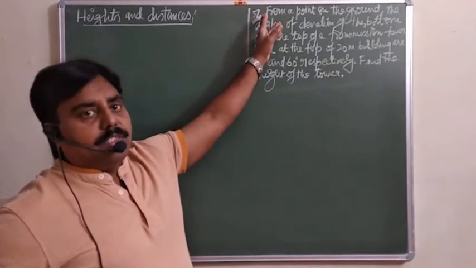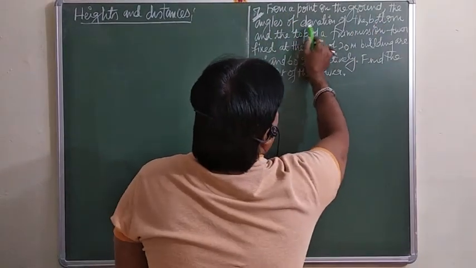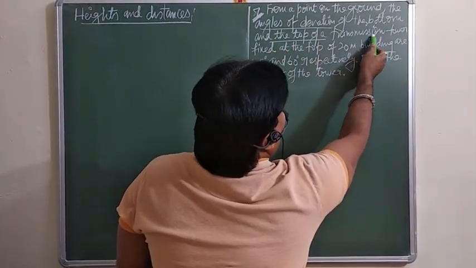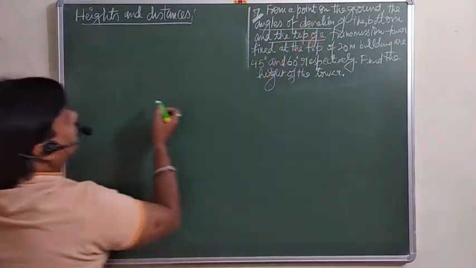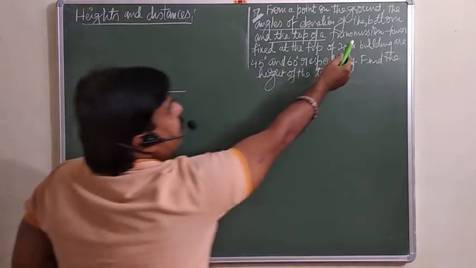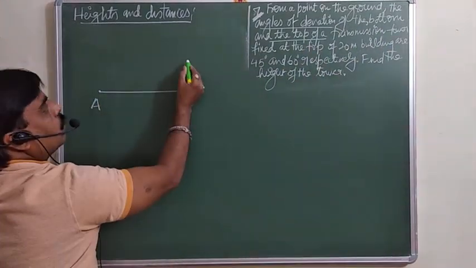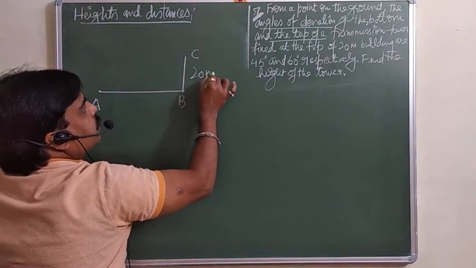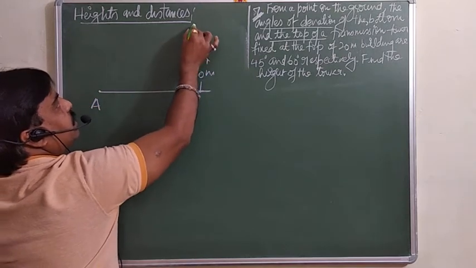Okay, now this is your question number 7 from your NCERT. What the question is saying: from a point on the ground, the angles of elevation of the top and bottom of a transmission tower fixed at the top of a 20-meter building. So you can say here is a point, you can take A, on the ground. BC is a 20-meter tall building, and on top of this building there is a transmission tower, you can say this is CD.